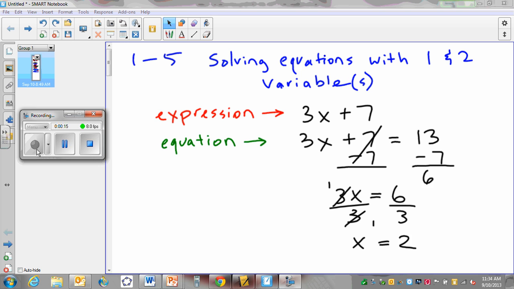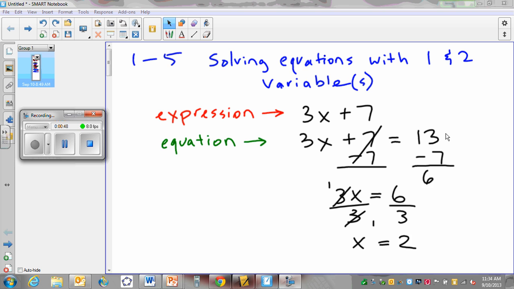What we have been working with are expressions. When it says 3x plus 7, an expression does not have an equal sign. So with expressions, all we can do is simplify them down to their simplest form. When we have an equation, we have an equal sign. So it would be 3x plus 7 equals 13.